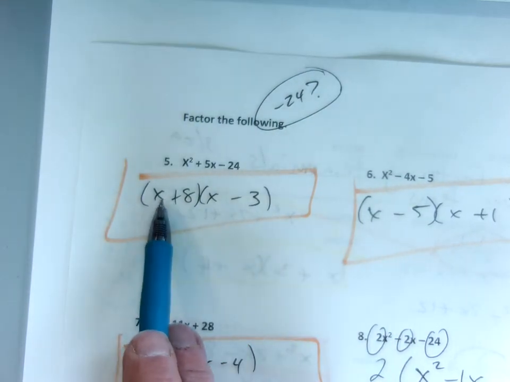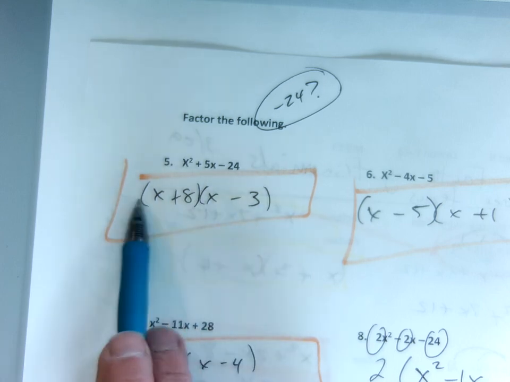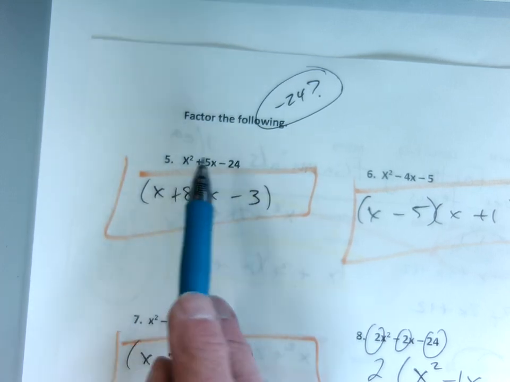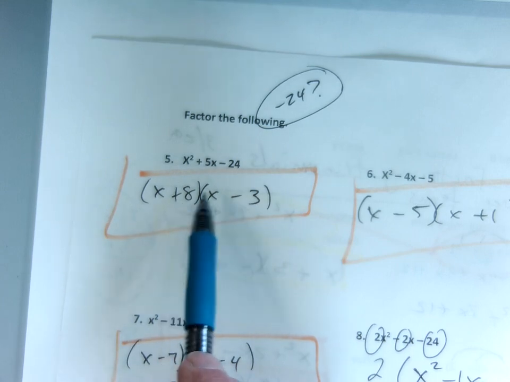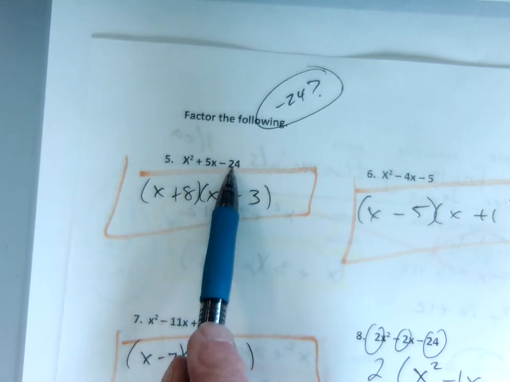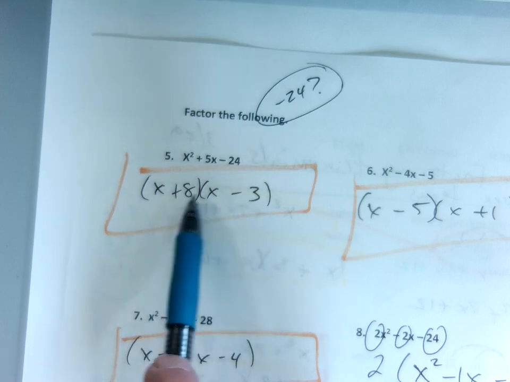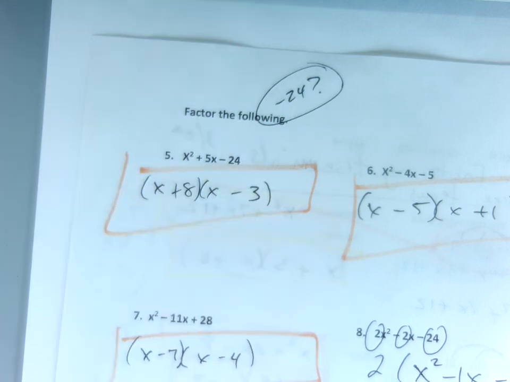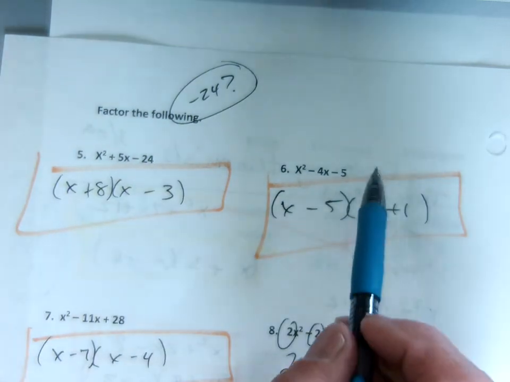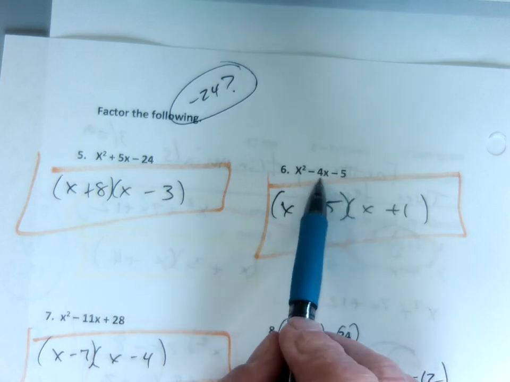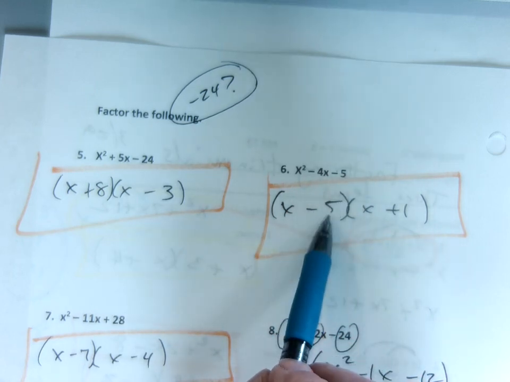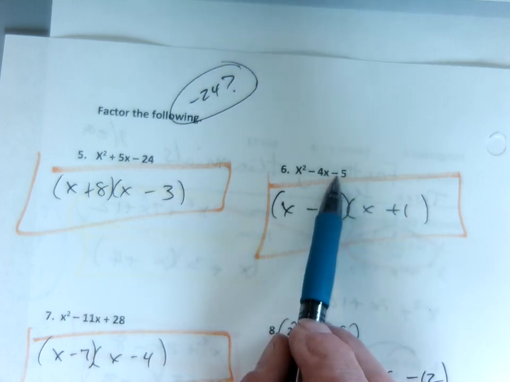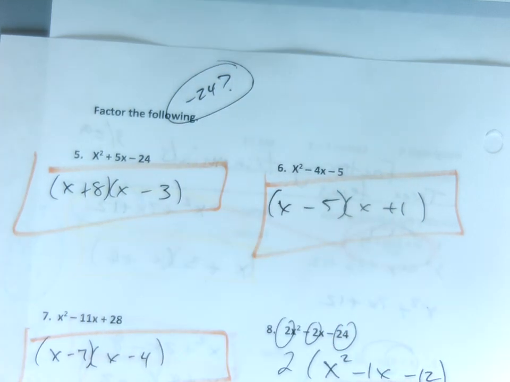Factored form, we went parentheses, parentheses, x times x makes x squared. And then we discovered that a positive 8 times a negative 3 will multiply to make a negative 24, but they'll also add to make the middle term of 5. So that's what we do. We ask ourselves, what times what makes a negative 5 that also adds to make a negative 4? So negative 5 and positive 1 multiply to make a negative 5, but they also add to make the negative 4.